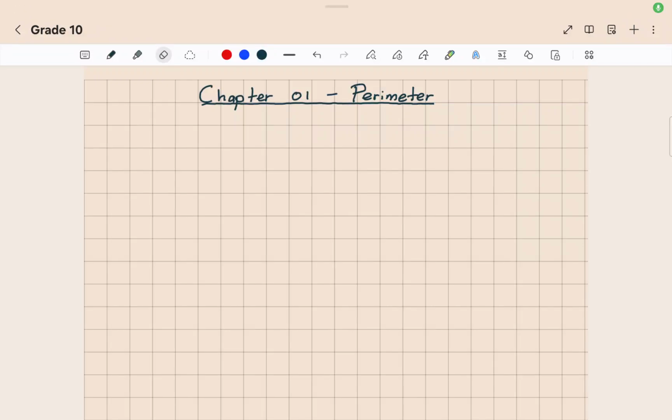This is the first lesson in grade 10 mathematics, chapter 1, perimeter. Right, so let's first define what is perimeter.